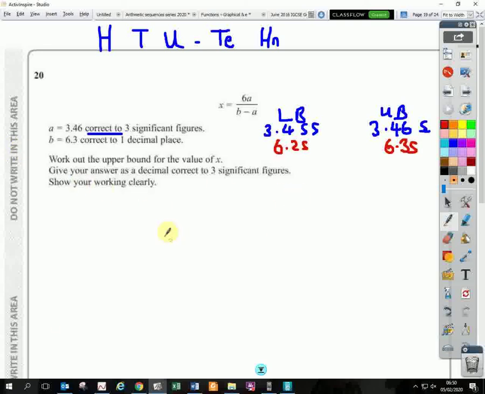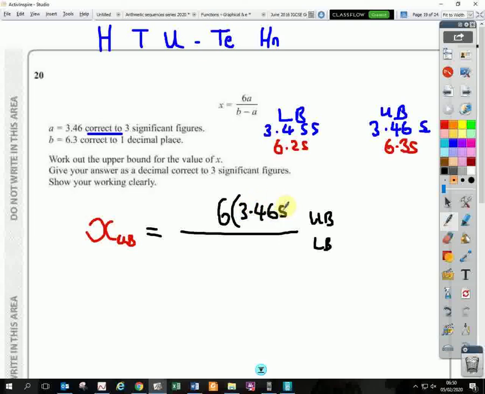Okay, we want the upper bound for the value of x. So what we want here is the greatest value in the numerator, and the lowest value in the denominator. That's how you get the greatest value of a fraction: the highest number in the numerator, lowest number in the denominator. So here we go then. We're going to use 6 times 3.465 in the numerator.